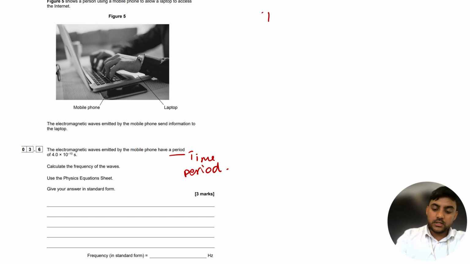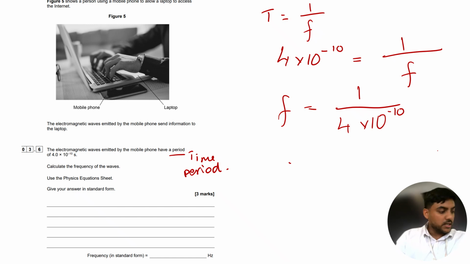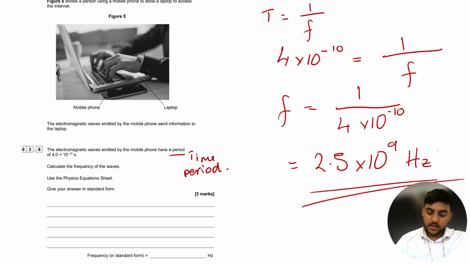From the physics equation sheet, we know that time period is 1 divided by frequency. So 4 times 10 to the minus 10 is equal to 1 over frequency. Therefore, to calculate frequency, you do 1 divided by 4 times 10 to the minus 10, which gives us an answer of 2.5 times 10 to the power of 9 hertz, because frequency is measured in hertz. That's the answer that you put here.